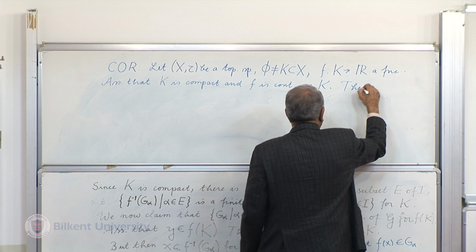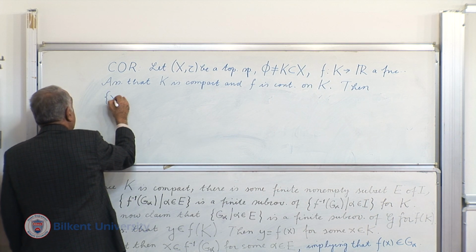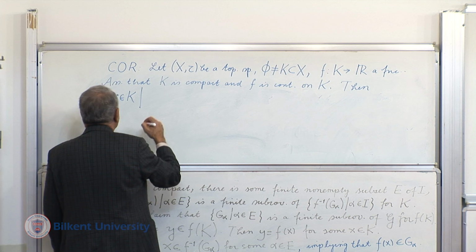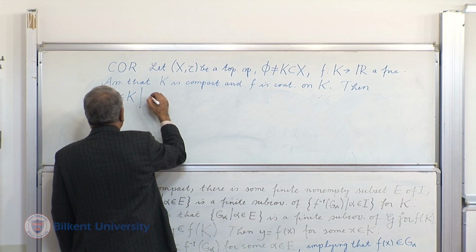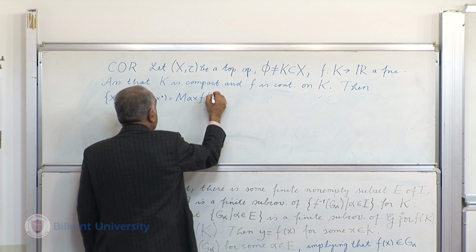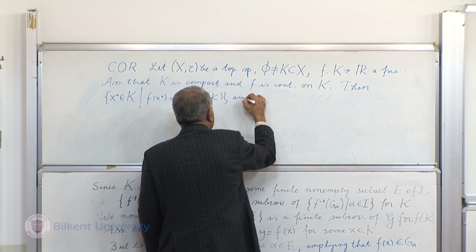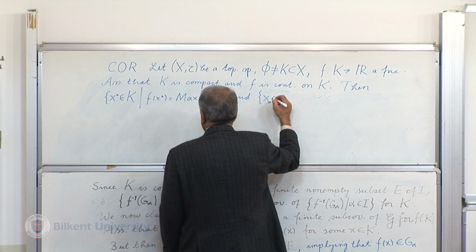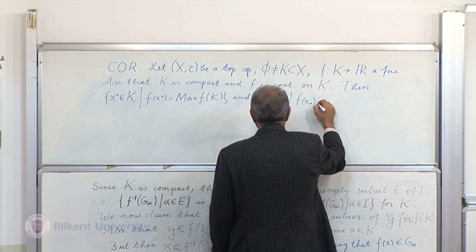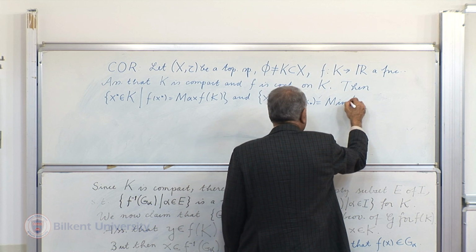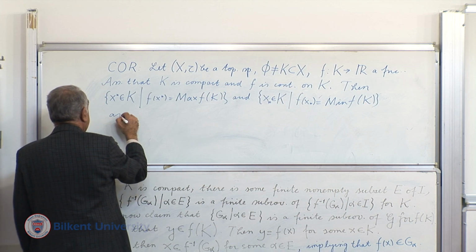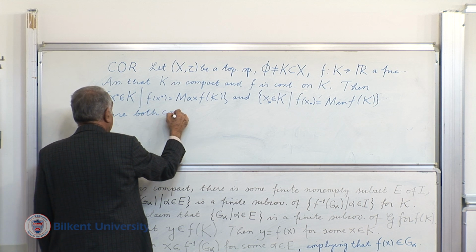Then the set of x stars in K such that f of x star is equal to the maximum of f of K, and the set of all x lower stars in K such that f of x lower star is equal to the minimum of f of K, are both compact.